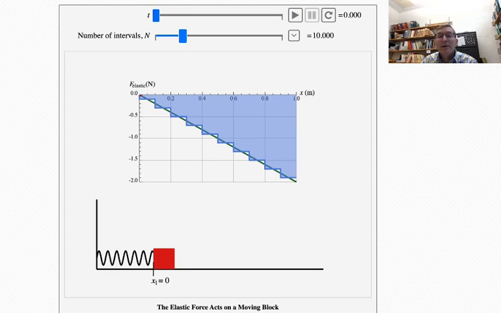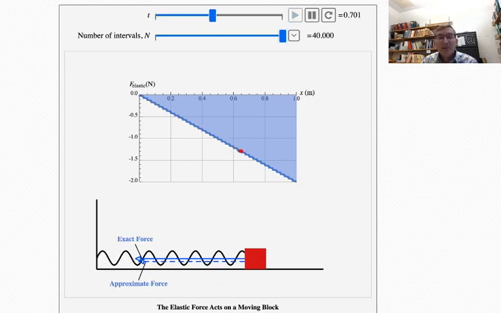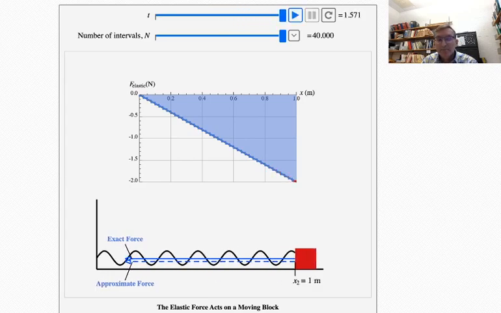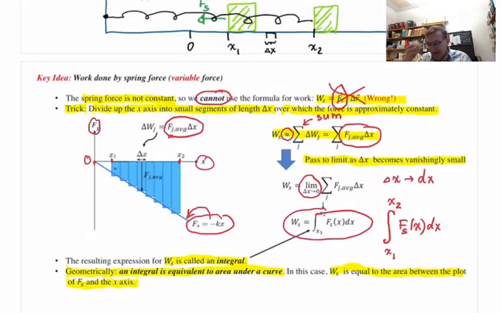This animation will let me go up to n equals 40. You can hardly even visualize the 40 rectangles because they're so narrow now. But let's see how good the approximate force is. Look at that. It's following the exact force very closely. And the area under those 40 rectangles added up is a very good approximation to the exact work. Okay, all right, so that's just the idea behind it.